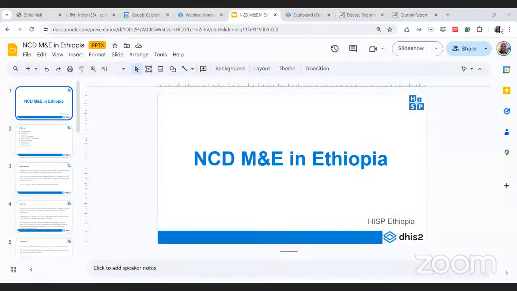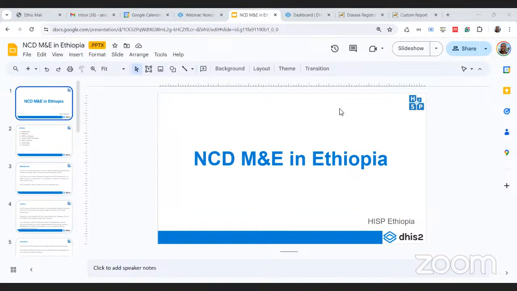My name is Said Hussein. I'm leading HISP Ethiopia. We have been supporting the Ministry of Health here for the past 7 years in customizing, implementing, capacity building, and other activities of DHIS2. Since then, we have been integrated within the ministry. HISP Ethiopia itself as an office was organized in 2023, so it's a fairly young organization.